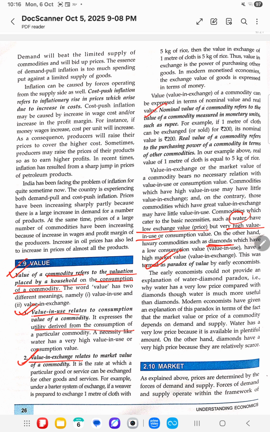Next up, nominal value and real value. Nominal value refers to the value of a commodity measured in monetary units like rupees, whereas real value is the value referring to the purchasing power of a commodity in terms of other commodities. The barter system that used to happen before money existed is what real value is referring to. So the value of a product with respect to some other product, whereas nominal value is the money that you're paying.